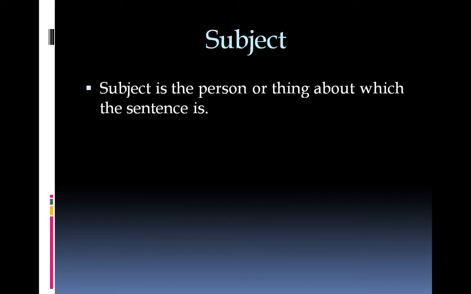And now the components of a sentence. The first component or part is subject. Subject is the person or thing about which the sentence is.